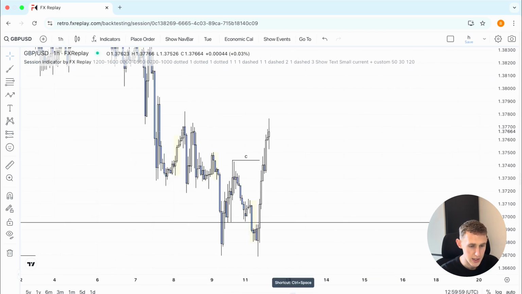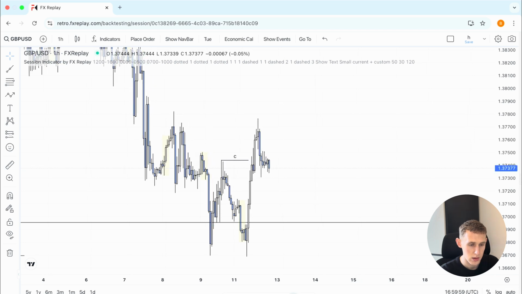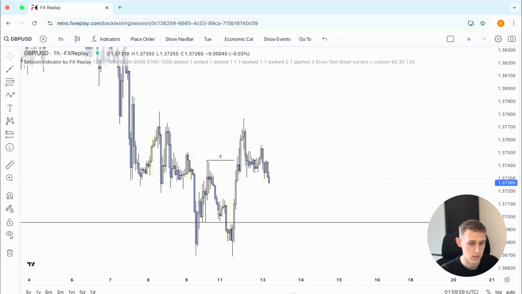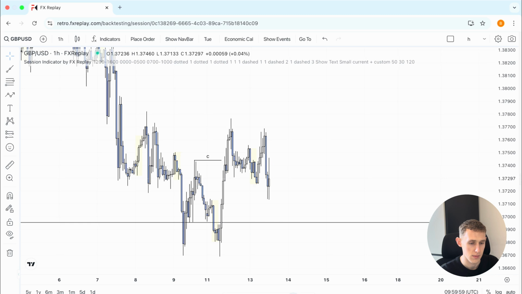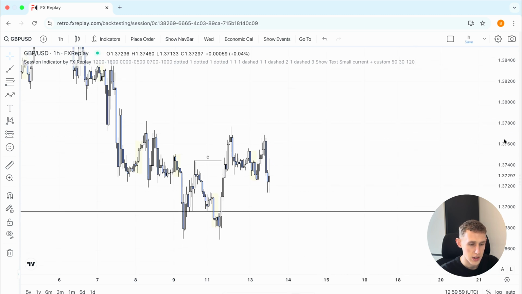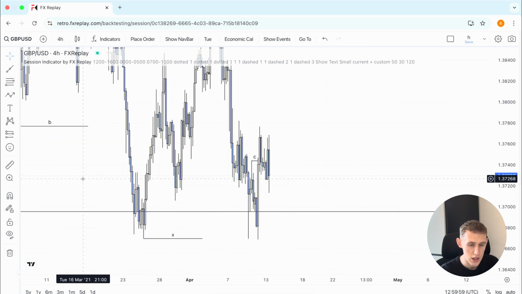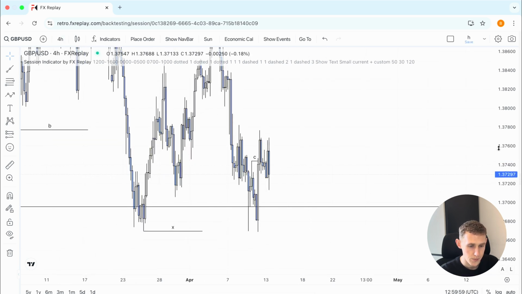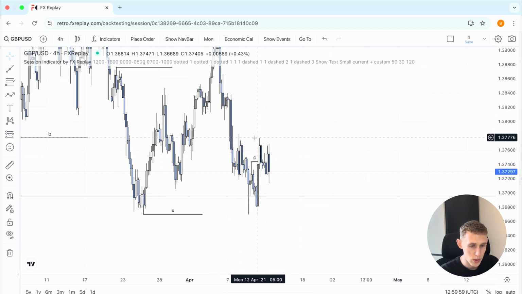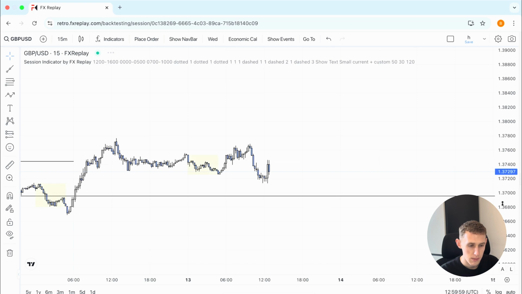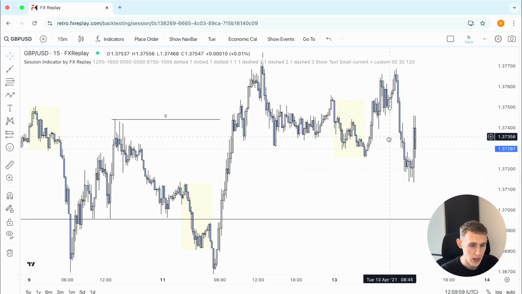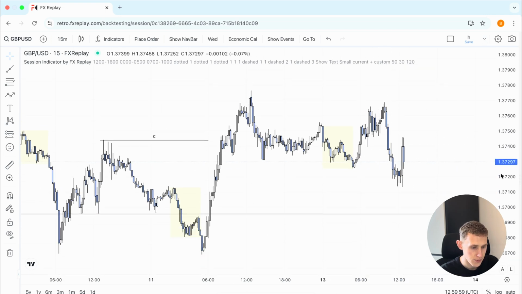So let's see if we start to see the pullback. Yeah, so ideally anywhere within this imbalance is a valid buying zone for me now that we've had that change of character. You can see price creating all of these highs just above as well, which I like. Asia low was taken out.